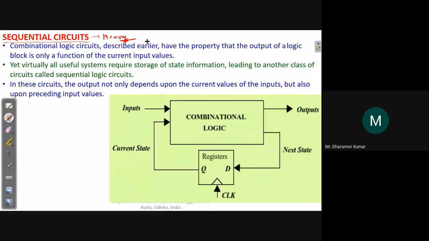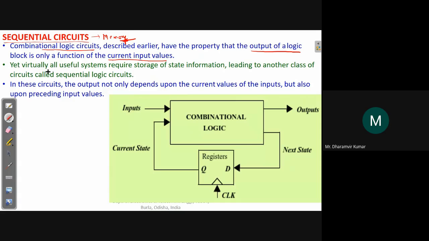But this facility was not available in combinational logic circuits. Combinational logic circuits described earlier have the property that the output of a logic block is only a function of the current input values. Whatever is the current input value, that will decide the current output value. It doesn't have memory, so it cannot go into previous experiences and take out some wisdom from there to decide the current output value. It just performs some logical operations based on the current input values.